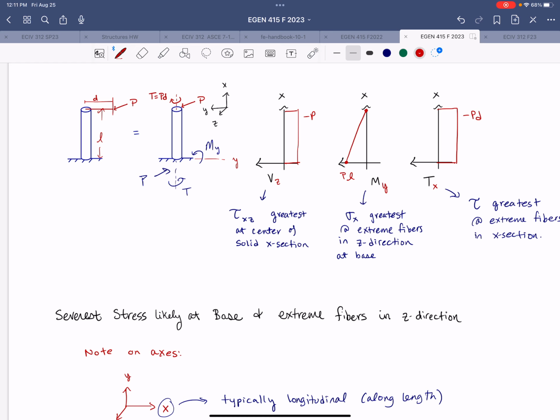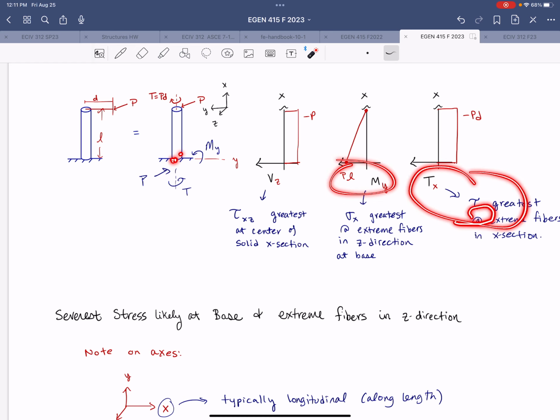Okay, sure. The reason I came to the conclusion that it'll likely be in the z direction is mainly that this is where the normal stress will be greatest. The shear stress due to torsion is going to be constant at all locations around the cross section, right? So if we just consider one of those extreme points, we have the normal stress from My, and then from the shear, V_z is going to have zero stress at the extreme fibers, right? So that's not going to really play into it.